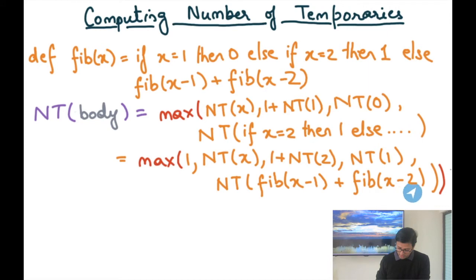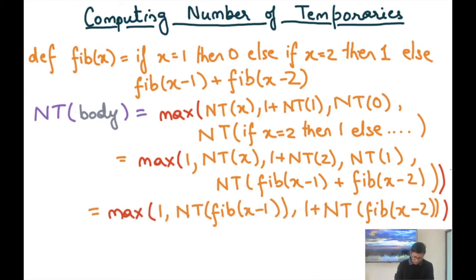And now we're going to break this down further. Now this becomes max of 1 comma, because of the plus, we are going to use the rule for the plus, and so we say NT of fib x minus 1, this becomes our E1, and 1 plus NT of fib x minus 2. So this becomes our E2, and the 1 comes because while we are computing E2, we need to hold on to the computed value of E1. Alright, so we are almost there.